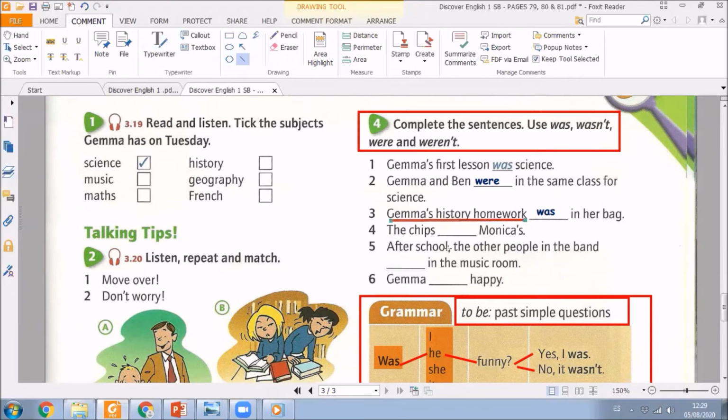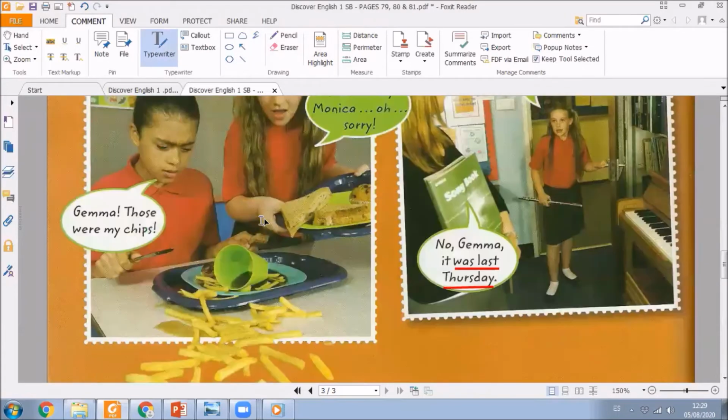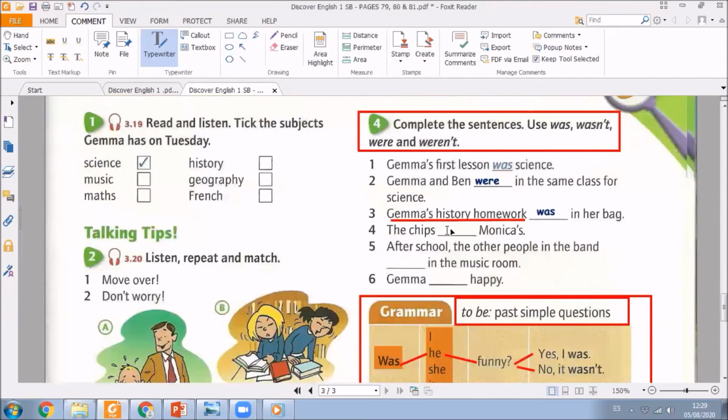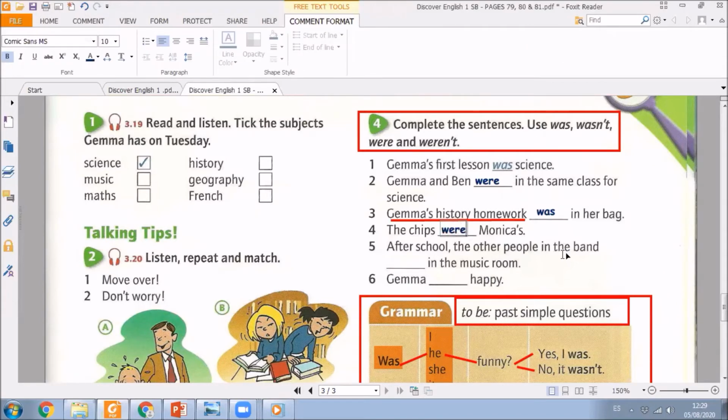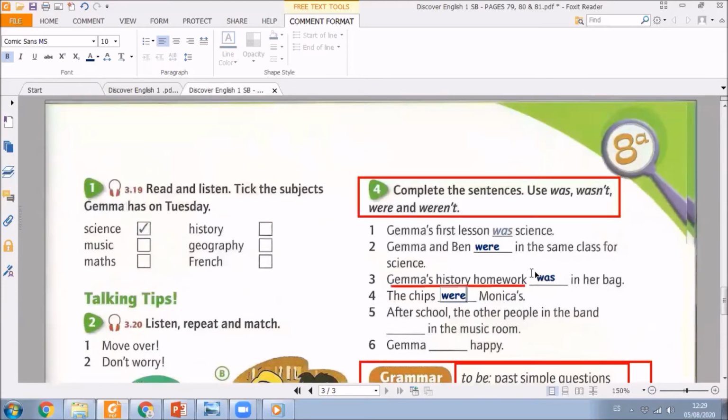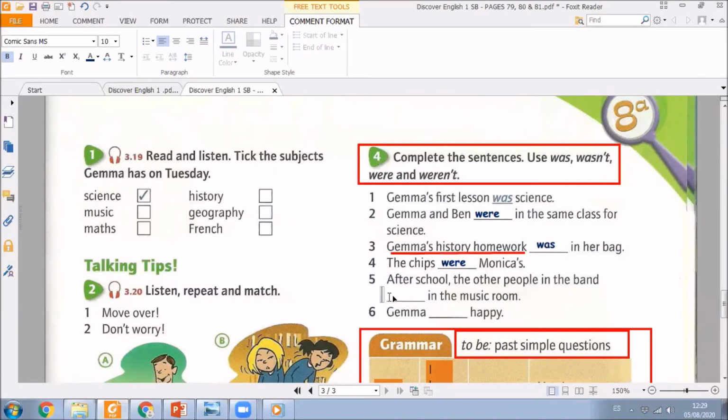Number four, the chips, blah, blah, blah, Monica's. What do you think? If we look at the story again, okay, these chips, right? Do you remember? So we have to write here, we are talking about the chips, so it's plural, okay? So number four is were, very good. The chips were Monica's. Number five, after school, the other people in the band, blah, blah, blah, in the music room. What can we write here? We are talking about people. It's plural. But what do we have to write here? Were or weren't? Let's look at the story again. Can you see the people over here? No, they weren't. So we are going to write number five. Weren't. Very good. Remember to write your answers on the chat.